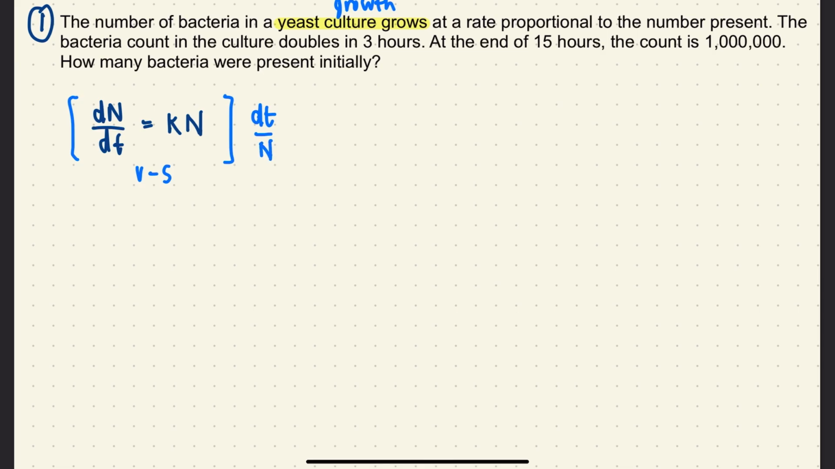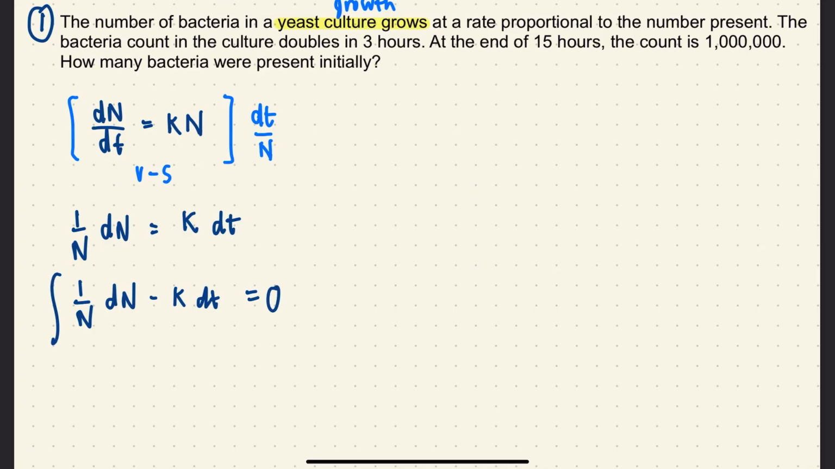Okay? So that separates our variables. It becomes dn over n, or we can write it this way, 1 over n dn is equal to k dt. So we have separated n and t. Then we can put everything on one side. It becomes 1 over n dn minus k dt is equal to 0. And we can integrate.